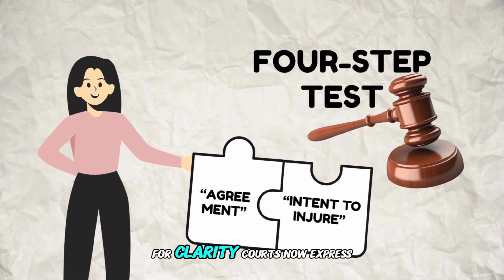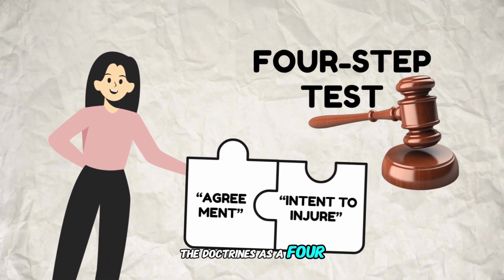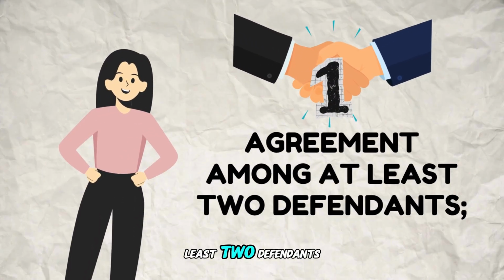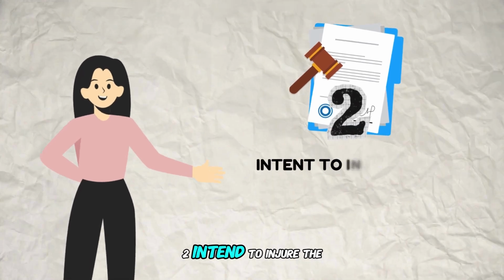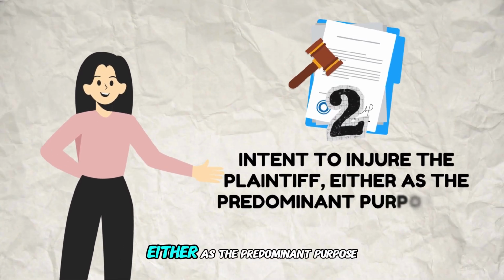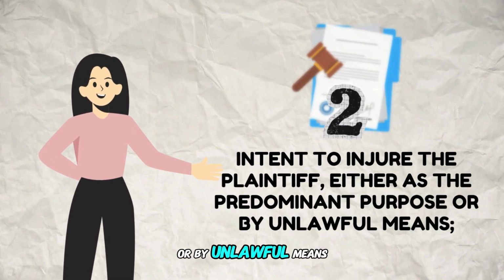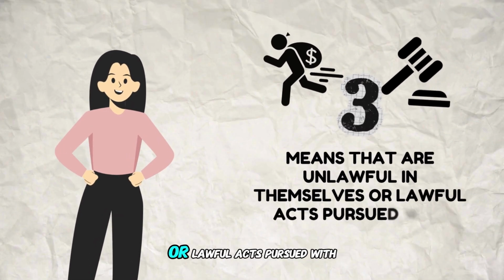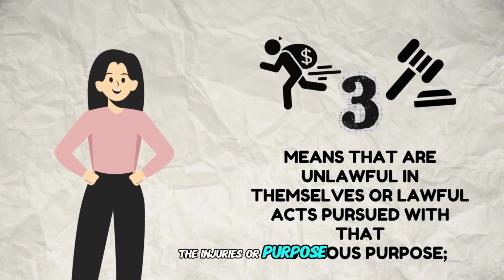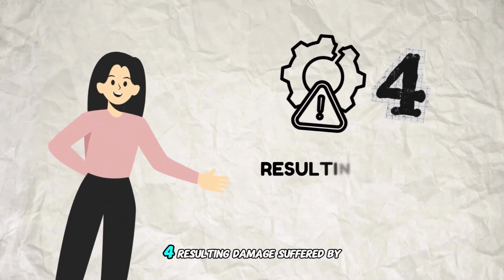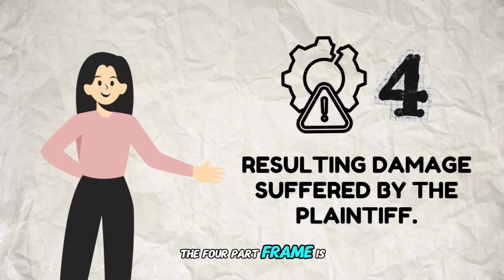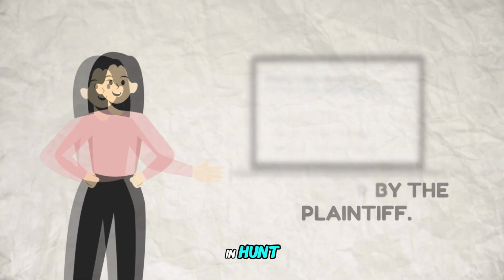For clarity, courts now express the doctrines as a four-step test. Number 1, agreement among at least two defendants. 2, intent to injure the plaintiff, either as the predominant purpose or by unlawful means. 3, means that are unlawful in themselves or lawful acts pursued with the injuring purpose. 4, resulting damage suffered by the plaintiff. The 4-part frame is what the Supreme Court applied in Hunt.